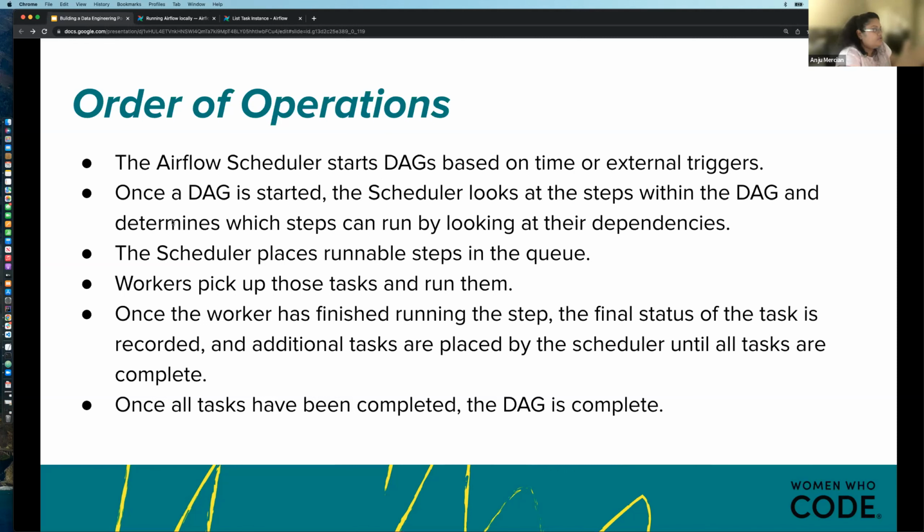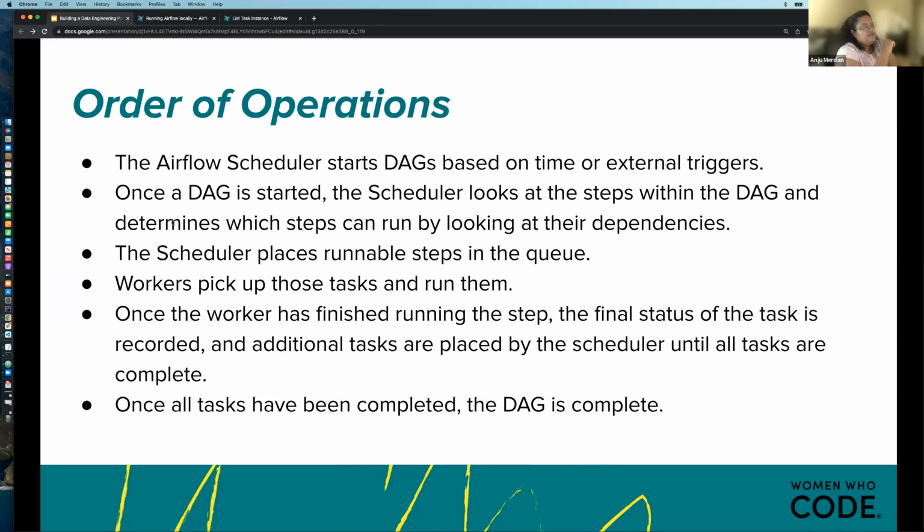So the Airflow scheduler starts the DAG based on time or on external triggers. Once the DAG is started, the scheduler looks at the steps within the DAG and determines which steps can run by looking at the dependencies. I'll talk about what dependencies are in one of my example code. Then the scheduler places the runnable steps in the queue. Workers pick up those tasks and run them. Once the worker has finished running the step, the final state of the task is recorded, and additional tasks are placed in the queue by the scheduler until all the tasks are complete. Once all the tasks complete, the DAG is complete.